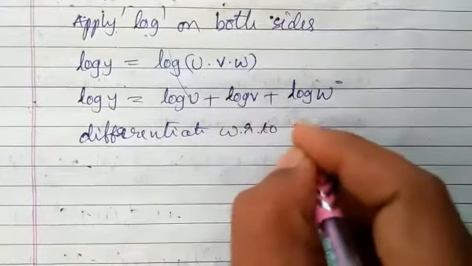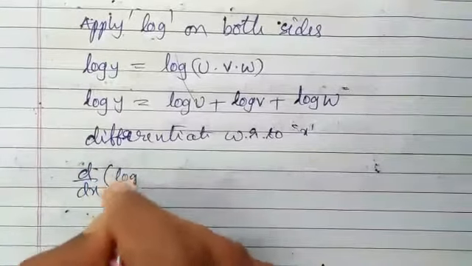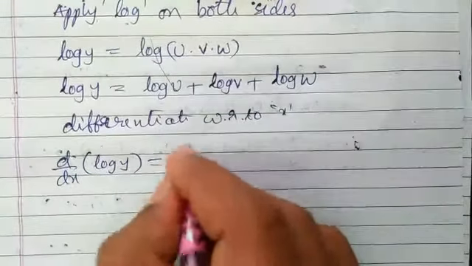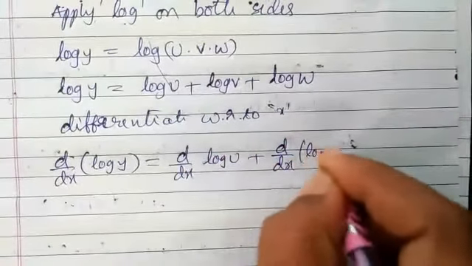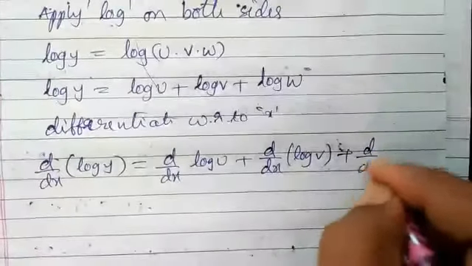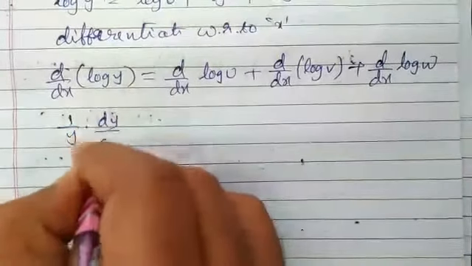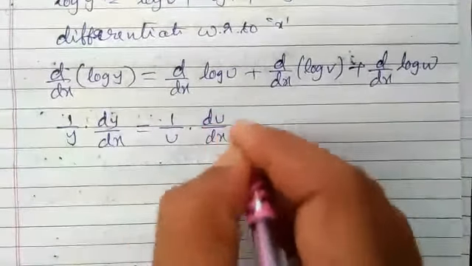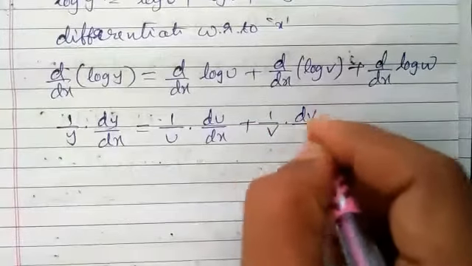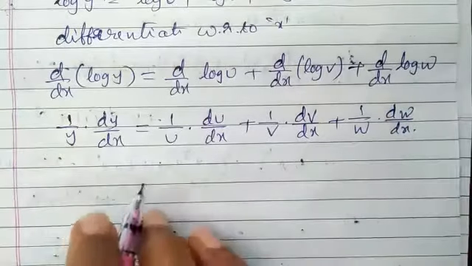Differentiate with respect to x. d by dx of log y is equal to d by dx of log u plus d by dx of log v plus d by dx of log w. 1 by y into dy by dx is equal to 1 by u into du by dx plus 1 by v into dv by dx plus 1 by w into dw by dx.